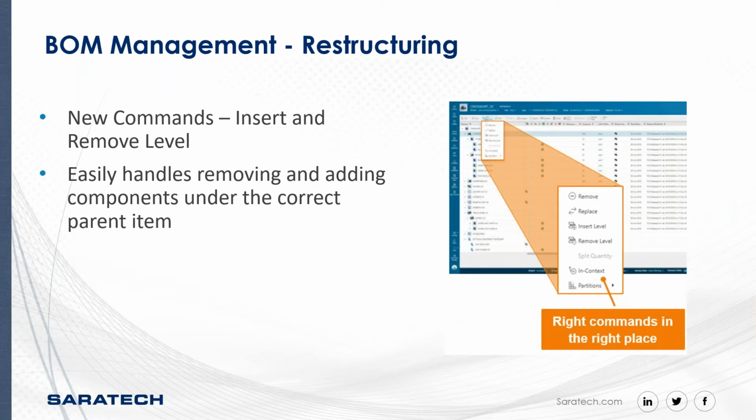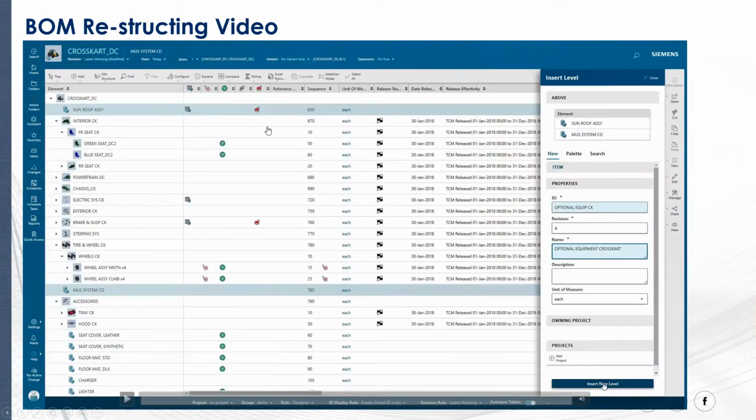Now I'm going to move on to the BOM management tools. Now there are two that I'm going to talk about today. The first one is the restructuring commands they've added, something called insert and remove level. These commands are supposed to help modify a structure by moving existing components, or you can bring in new components and place them under a new parent item. This will create an updated new branch in your BOM. Let me show you what I'm talking about.